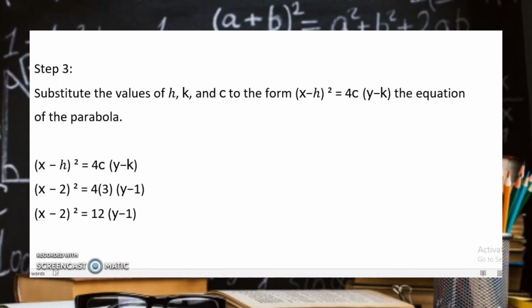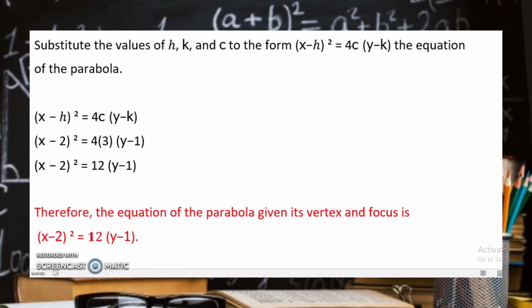4 times 3 is equal to 12, times the quantity of y minus 1. Therefore, the equation of the parabola given its vertex and focus is the quantity of x minus 2 squared equals 12 times the quantity of y minus 1.